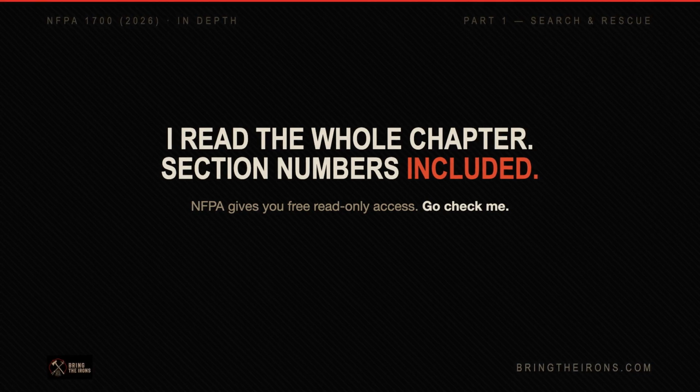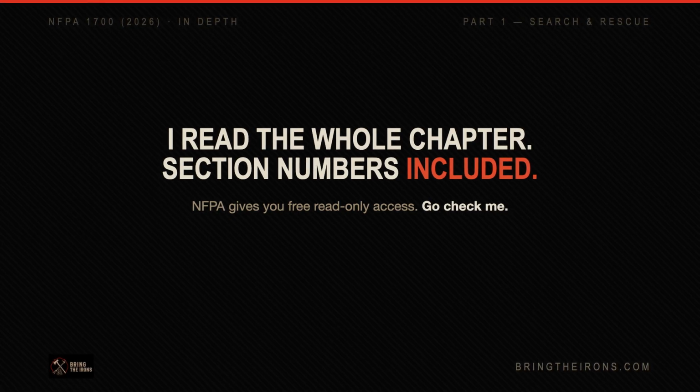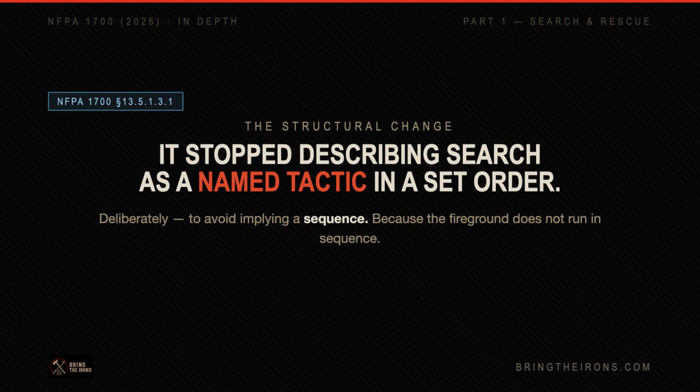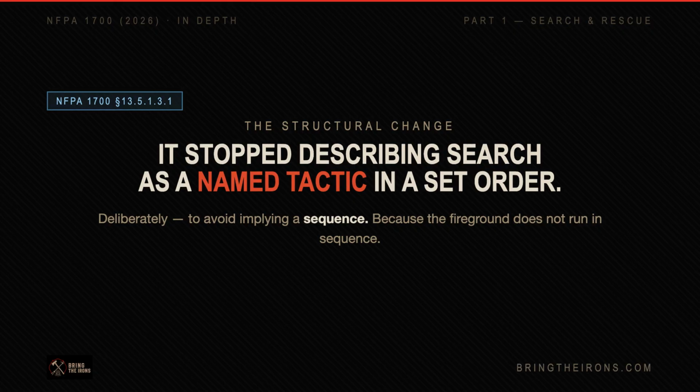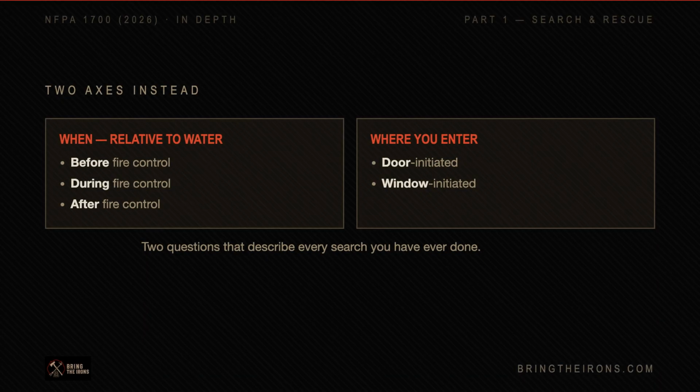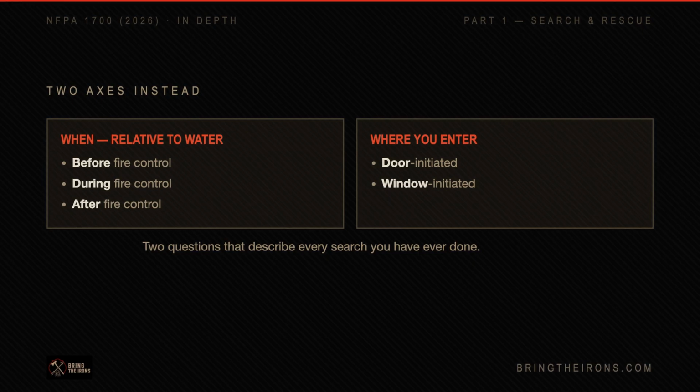And I'm going to give you section numbers as we go, because NFPA gives you free read-only access, and you should go check me. Start with the structural change, because everything else hangs off it. Chapter 13 deliberately avoids describing search as a named tactic performed in a set order. The standard says it that way on purpose, to avoid implying a sequence, because the fireground does not run in sequence. Instead, it organizes search along two axes: when you go relative to water on the fire, and where you go in from, a door or a window.